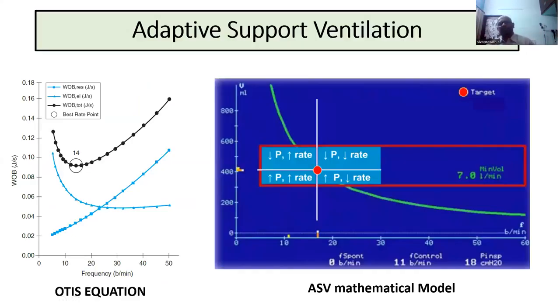What happens is, once it starts the ventilation, it will change the ventilation parameters depending upon the work of breathing, which is derived from an OTC equation. This OTC equation will give you the least amount of work of breathing which is obtained with the respiratory rate. So it'll calculate a mathematical model. It will adjust the rate and the pressure to that mathematical model, and it will give the best ventilation where the work of breathing is very low.